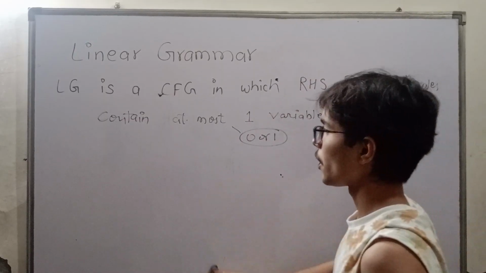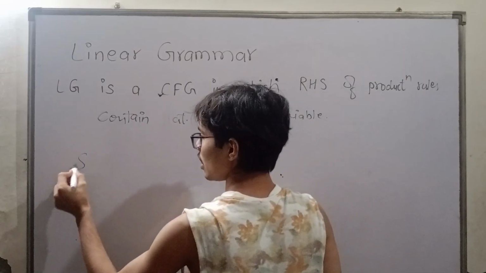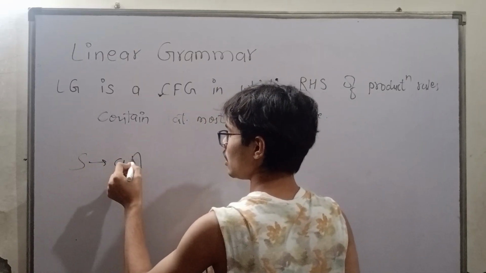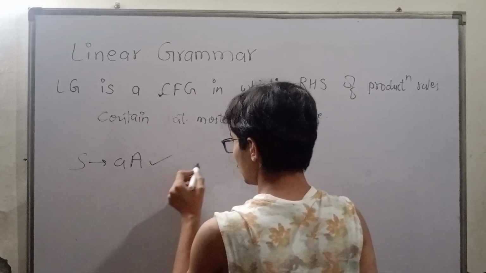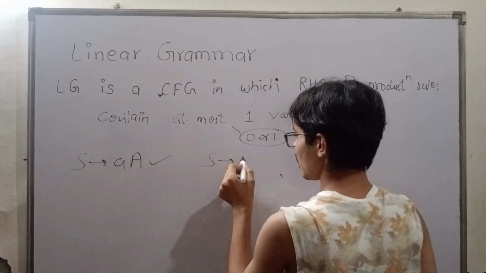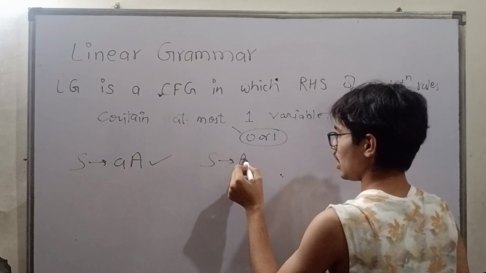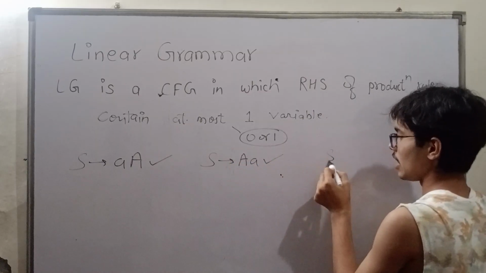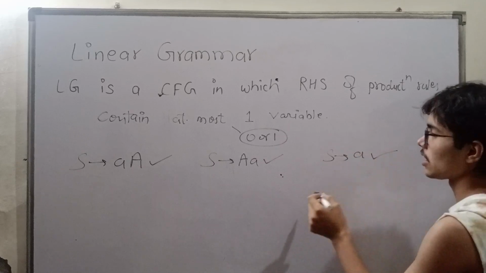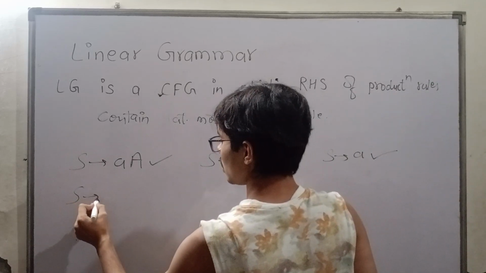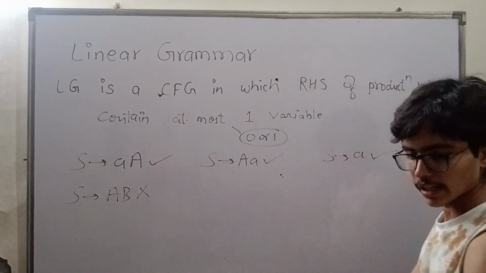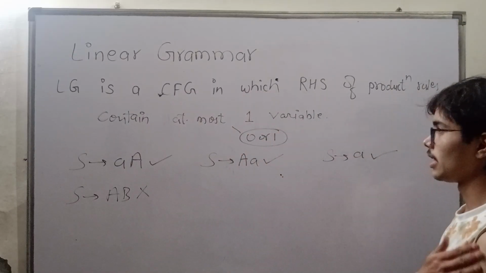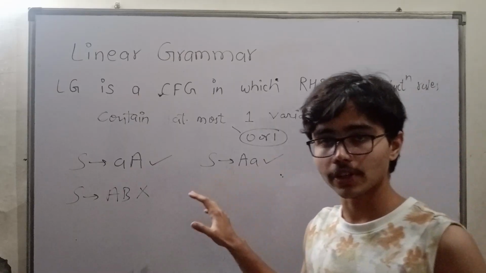This is a very simple point. You can just write in your notes: S to AA, this is right. S to A, this is also right. S to AB, this is wrong. That's it. I hope you understand linear grammar.